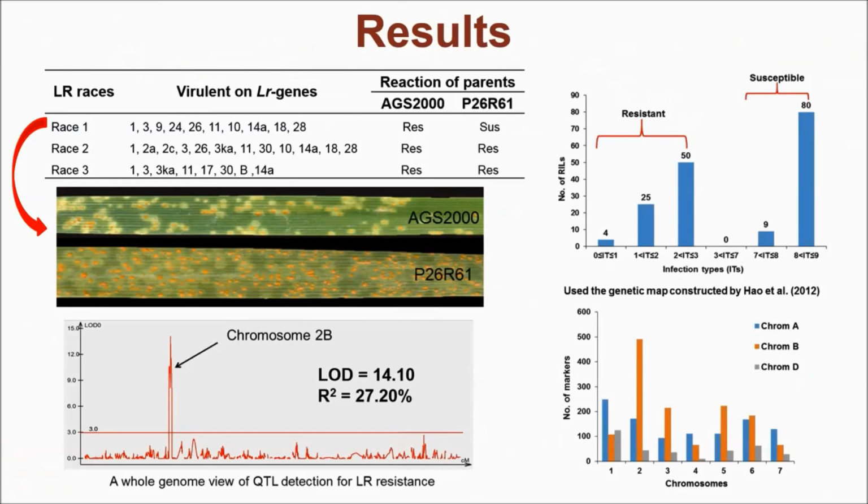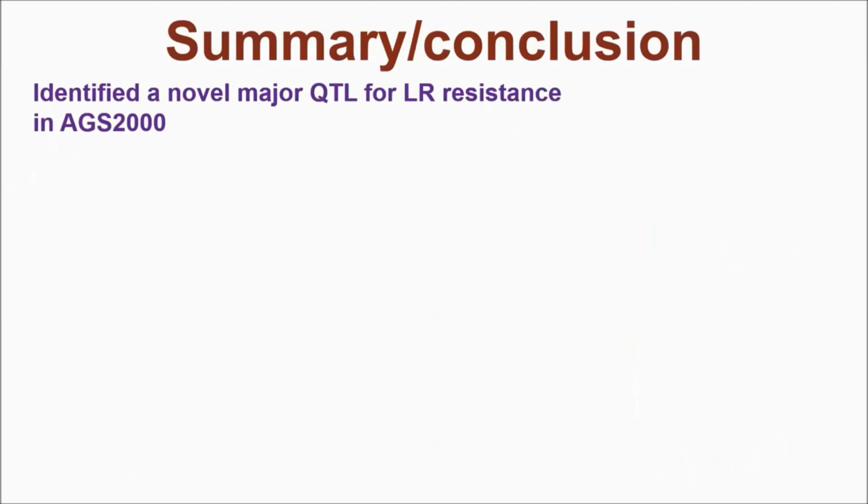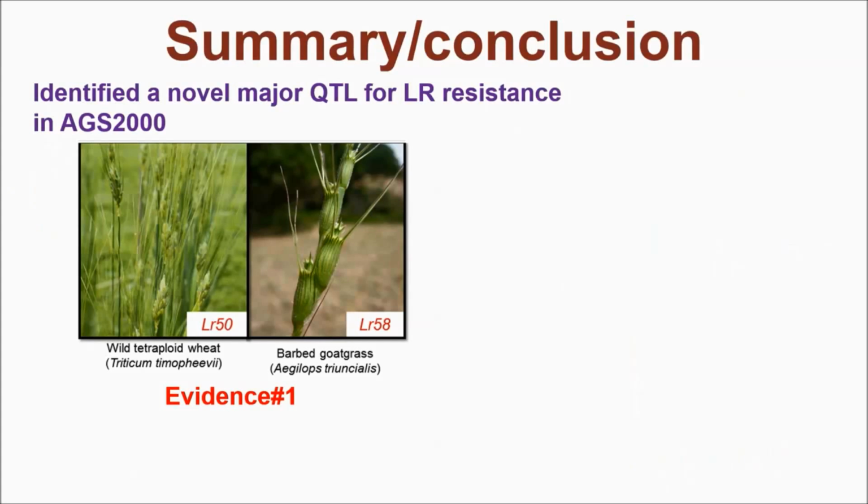So I identified the QTL, but the next question is, is this a novel QTL? Because there are more than 70 genes identified for leaf rust. And the answer is, yes, this is a new QTL. Here is the evidence. There are two other genes reported on chromosome 2B, Lr50 and Lr58. If we look at the origin of these genes, Lr50 originated from wild tetraploid wheat, and Lr58 originated from barbed goat grass. It is highly unlikely that these genes are present in common wheat.